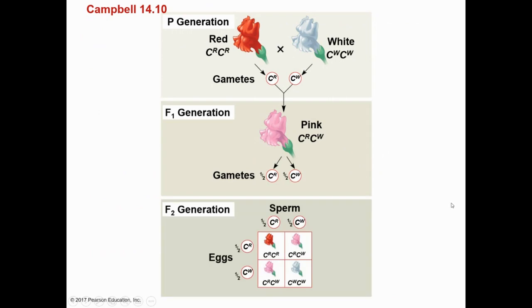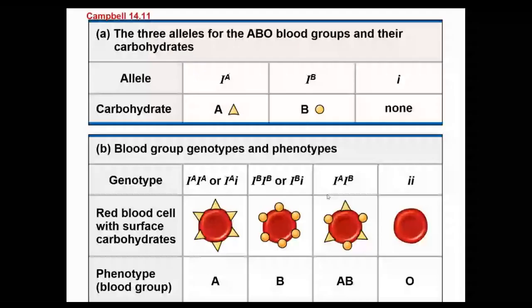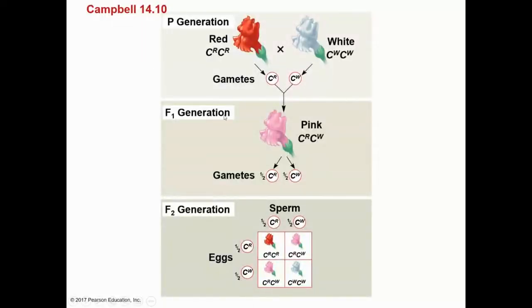In the F2 generation, if we cross two pink flowers, we can see both the red and the white reemerge. I think it's good practice to go through and do the phenotypic and genotypic ratios on this, like I showed in the other example. So if the question read, what percentage of offspring in the F2 generation were red, what would you come up with?